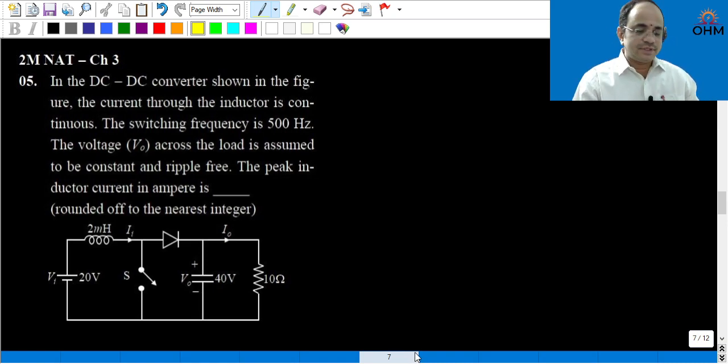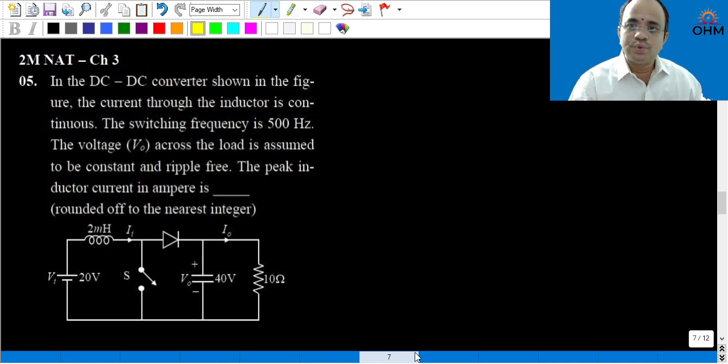Let us read the question first. In the DC to DC converter shown in the figure, by seeing the circuit diagram, you can easily understand the circuit given here is boost converter. So, in the DC to DC converter or the boost converter circuit, the current through the inductor is continuous. The switching frequency is 500 Hertz. The voltage V0 across the load is assumed to be constant and ripple free. So, you have to calculate peak inductor current in ampere.